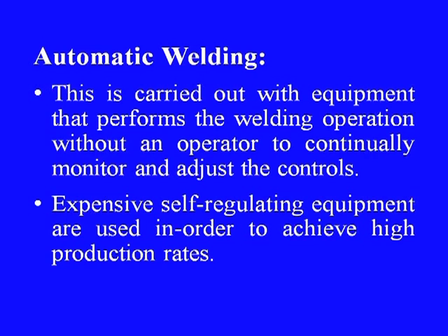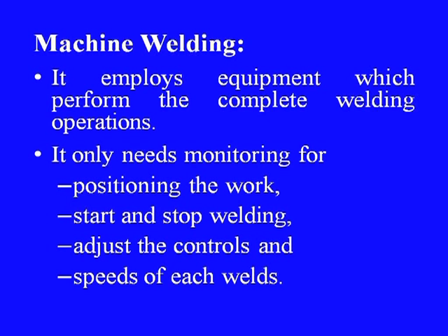Now, let us see the automatic welding process. This process is carried out with equipment that performs the welding operation without an operator to continually monitor and adjust the controls. Expensive self-regulating equipment are used in order to achieve high production rates in this welding method. Then finally, the machine welding method. This employs equipment which performs the complete welding operations. It only needs monitoring for positioning the work, start and stop welding, adjust the controls, and speeds of each weld.